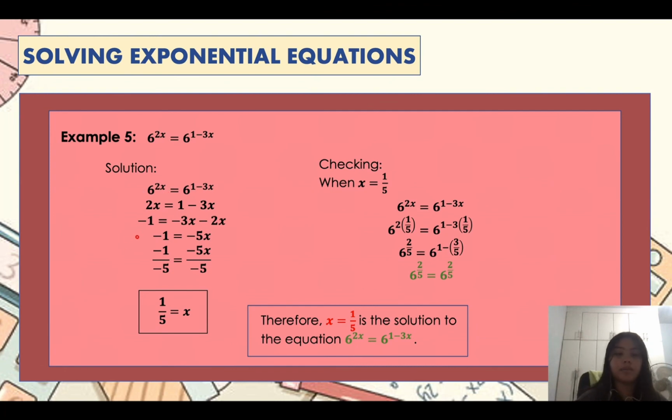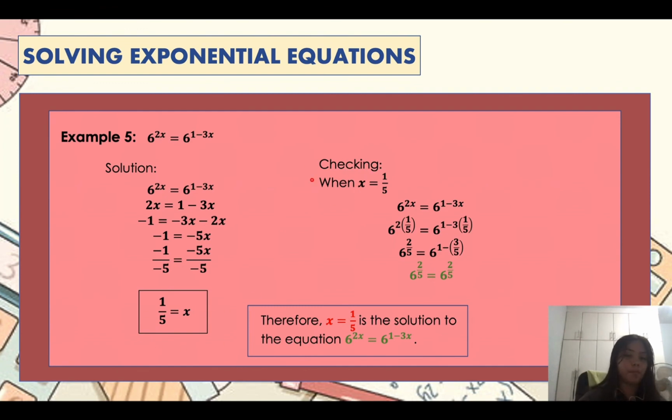So it then becomes negative 1 equals negative 3x minus 2x. We then simplify. It then becomes negative 1 is equal to negative 5x. Now we solve for the variable x. So we divide both sides by negative 5, earning us an answer of 1 over 5 is equal to x.